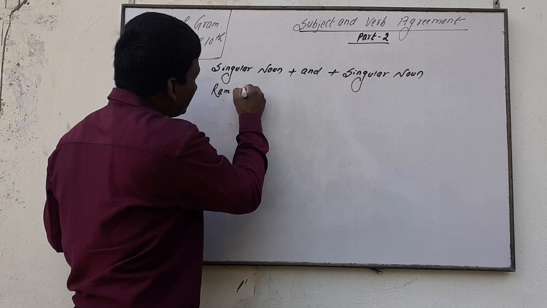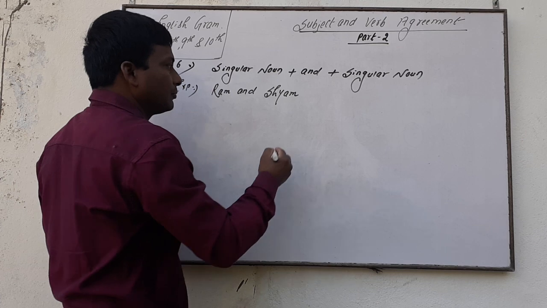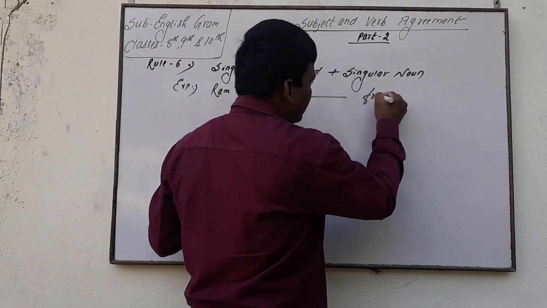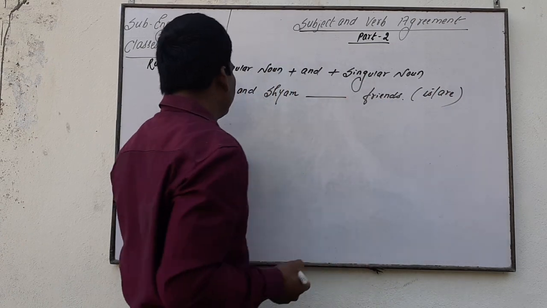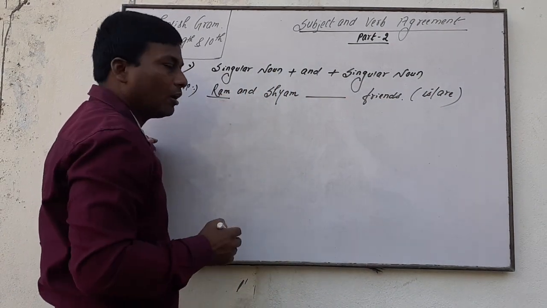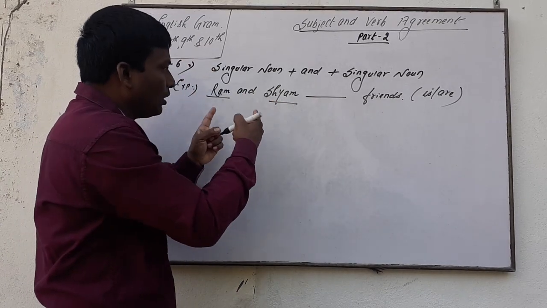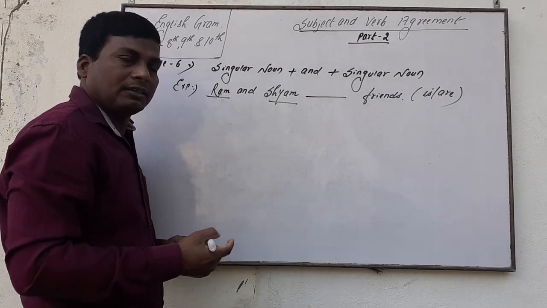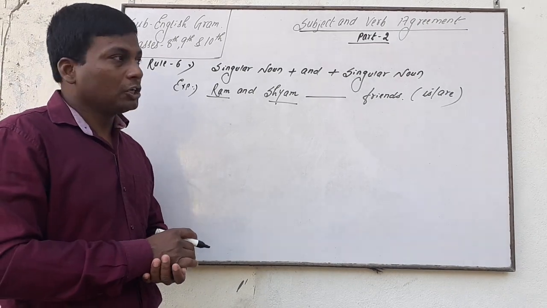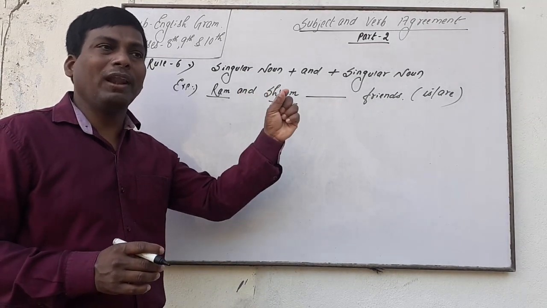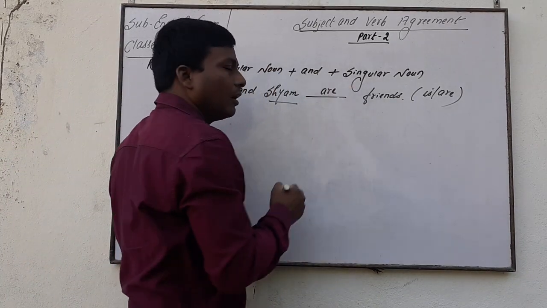For an example, Ram and Shyam dash friends. Ram is a singular noun and Shyam is a singular noun. When we combine these two singular nouns by the help of and, then automatically it will indicate plural. It will become plural. So plural verb will be used. So Ram and Shyam are friends.